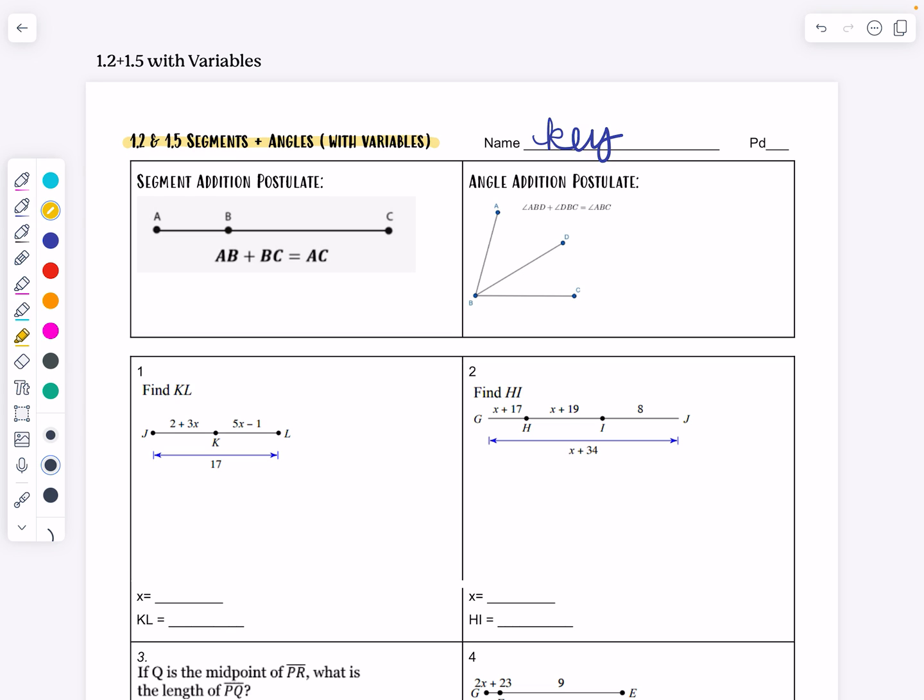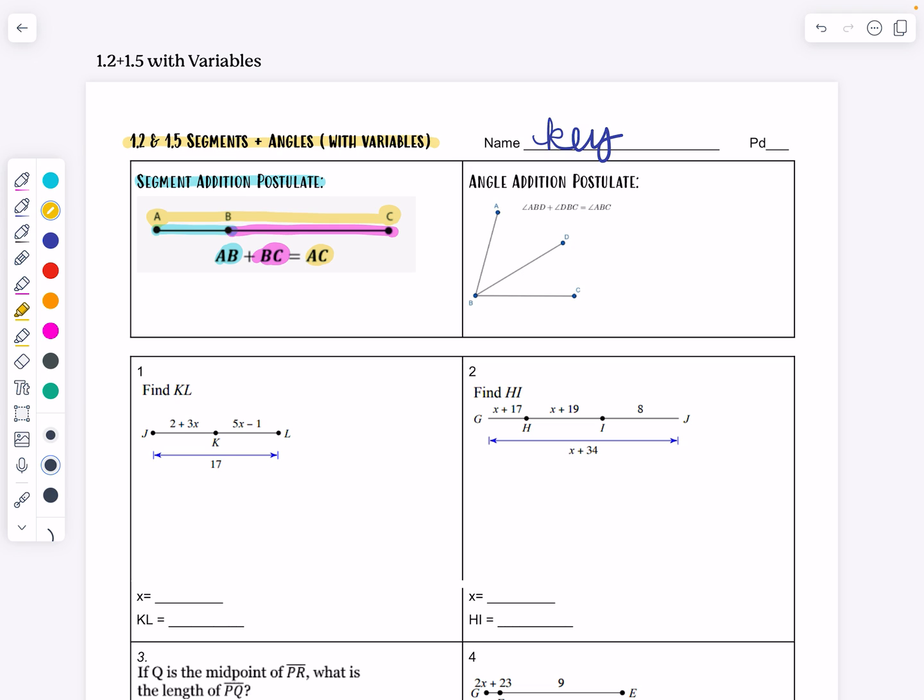Okay, so I want to start with just a quick review. Think back to the segment addition postulate. Remember that it says that whenever you add the smaller pieces of a segment together, they add up to the whole. So let's look at that. If you do A to B plus B to C, that adds up to that whole thing, which is segment A to C, from A all the way to C. So in colors, that would be blue plus pink equals yellow.